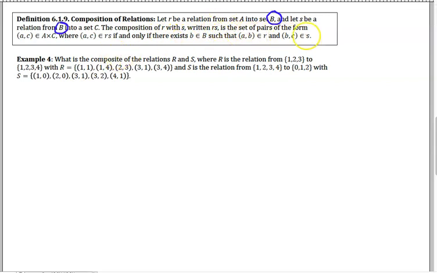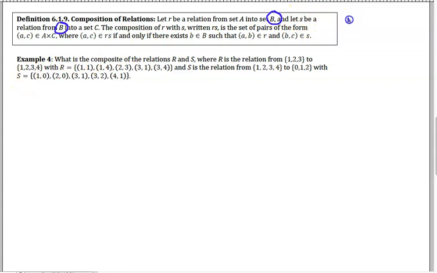So this is the set of pairs of the form (a, c) that are in the Cartesian product of set A and set C, where (a, c) is in RS if and only if there exists a b in set B such that (a, b) is in R and (b, c) is in S. Okay, so that's the composition of two relations.